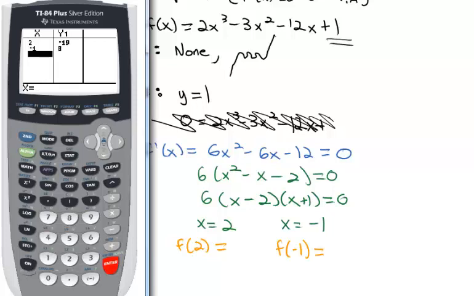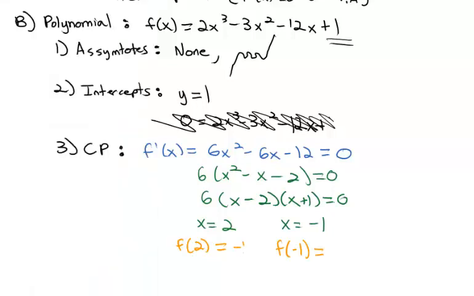And so we see at 2, the point is negative 19, and at negative 1, it's 8. So negative 19 and 8. So we know on our graph the critical points are (2, negative 19) and (negative 1, 8). Those are our two critical points.